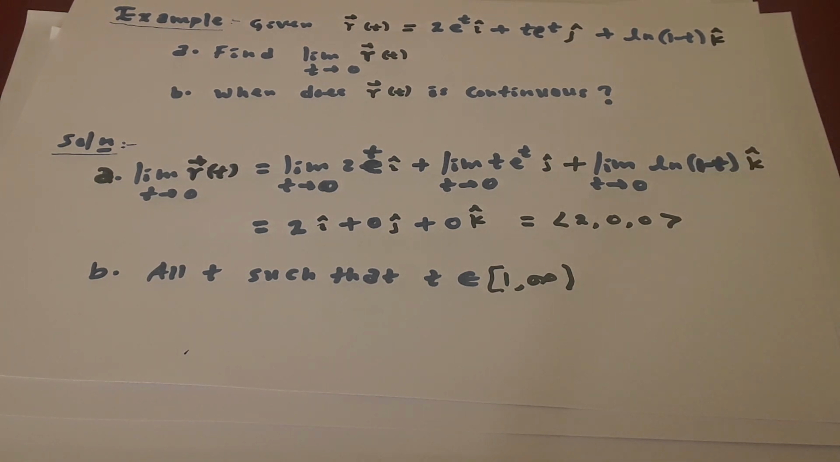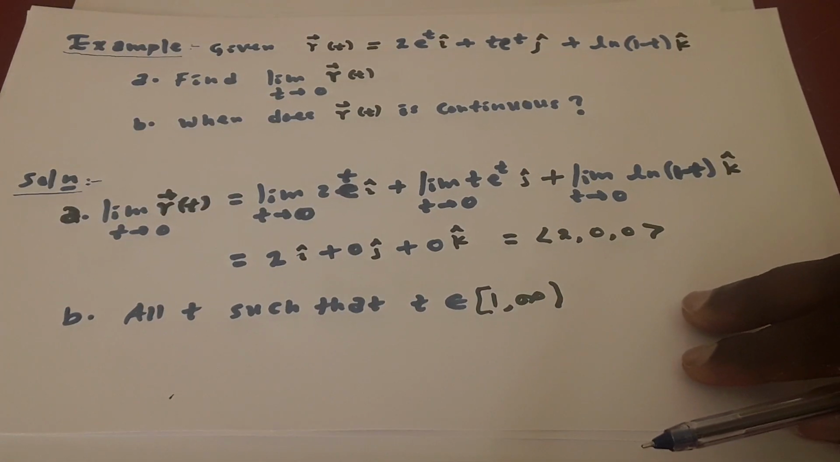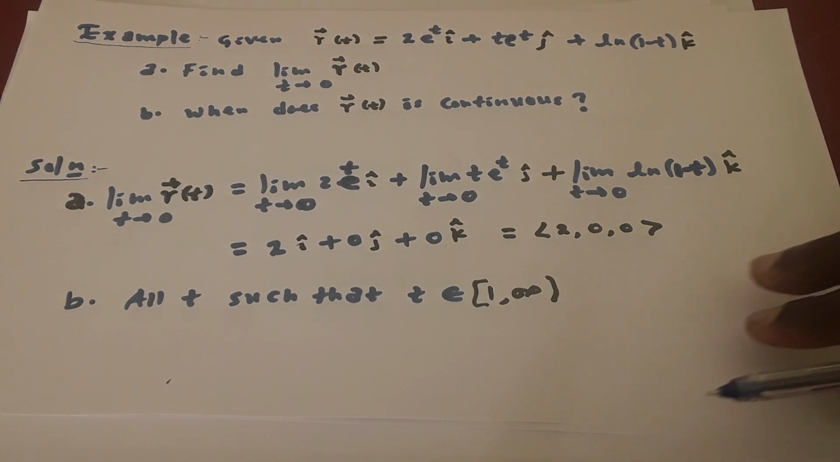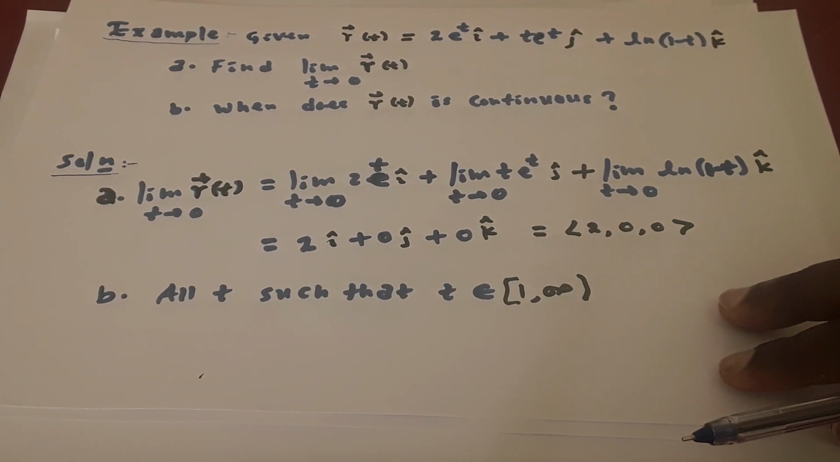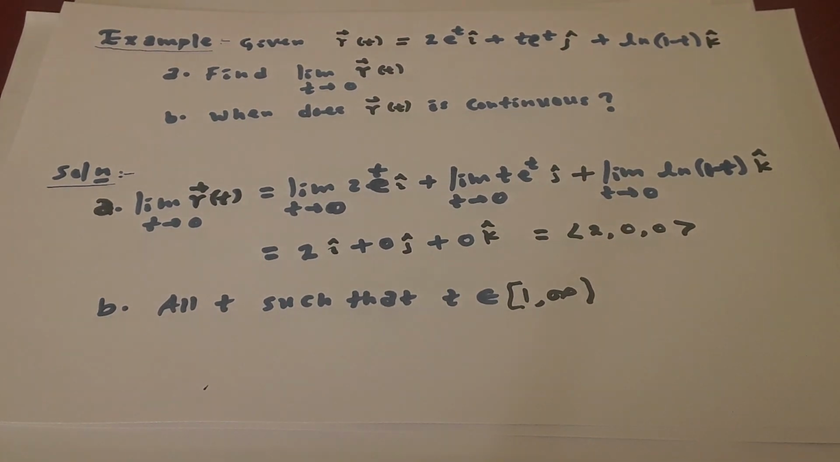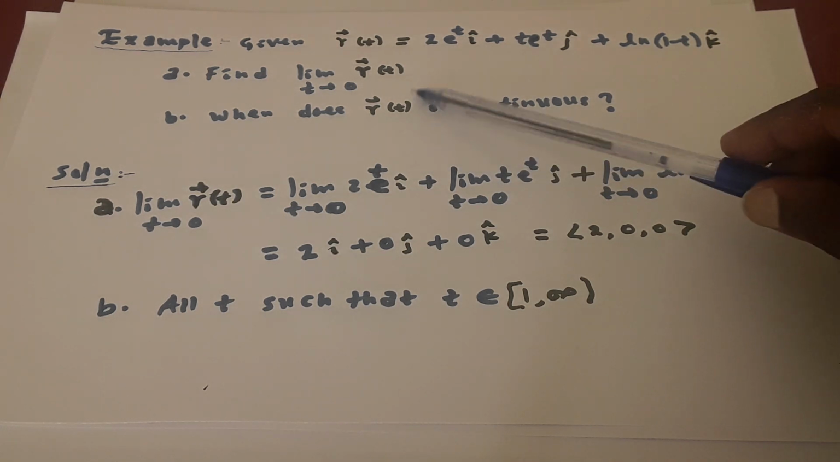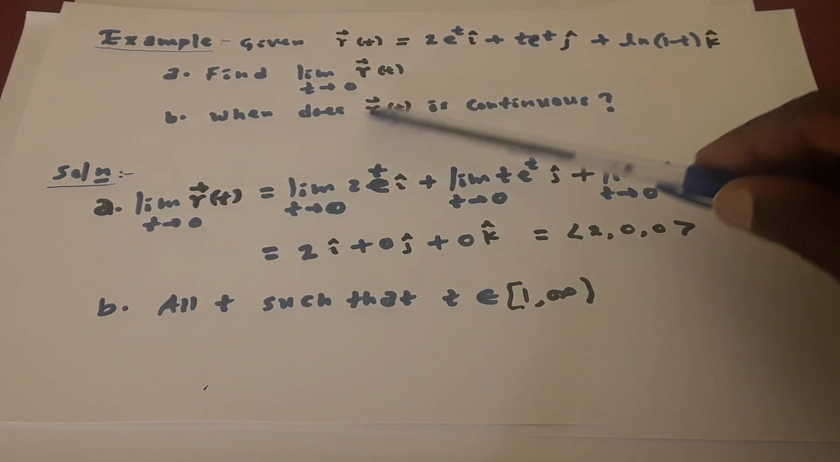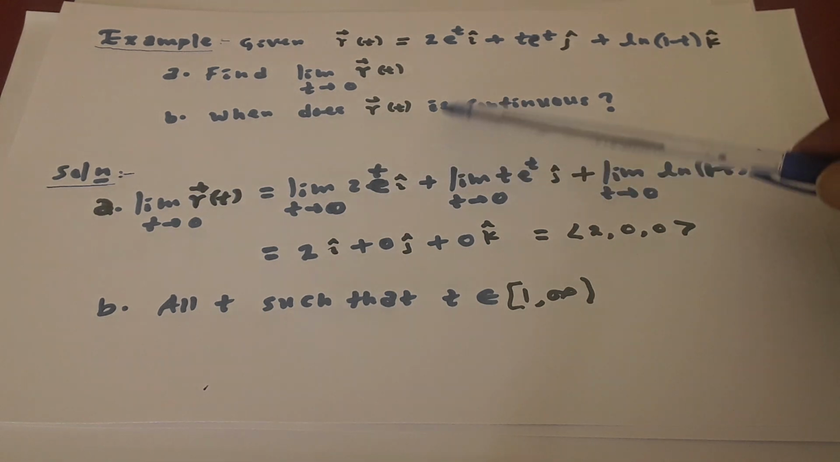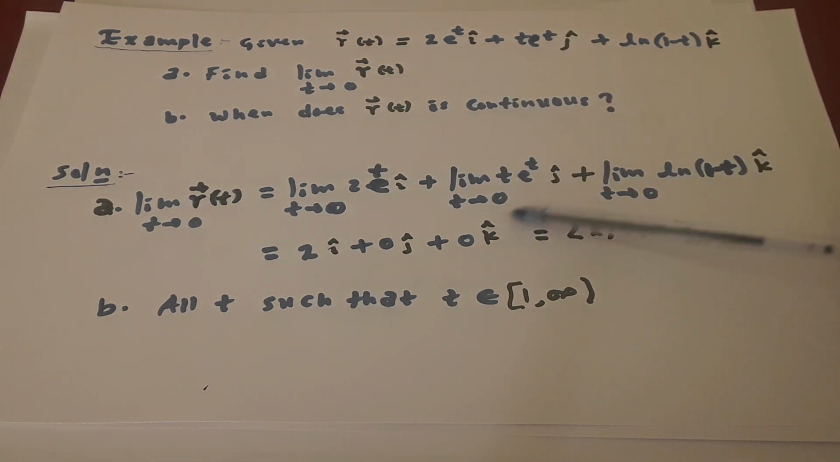Given r of t equals 2 raised to t in the i plus t raised to t in the j plus ln of 1 minus t in the k, we are asked to find the limit of r of t as t tends to 0. Again, when is this vector valued function continuous?